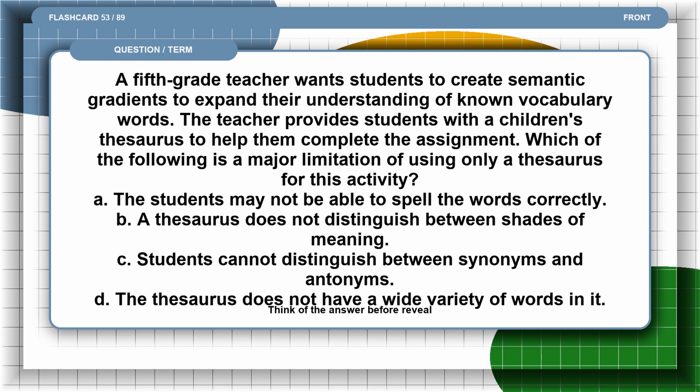A. The students may not be able to spell the words correctly. B. A thesaurus does not distinguish between shades of meaning. C. Students cannot distinguish between synonyms and antonyms. D. The thesaurus does not have a wide variety of words in it. Pause and think of the answer before the reveal.